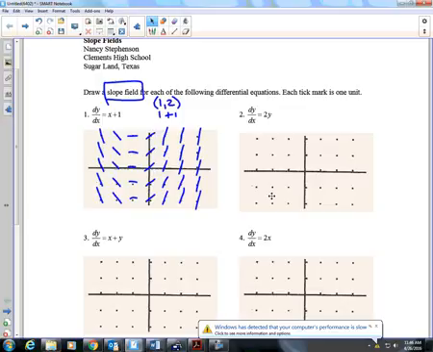Got that? You try to do the next one on your own. Okay? So you're going to take 2 times the y value. See if you can do that. 2 times the y value.